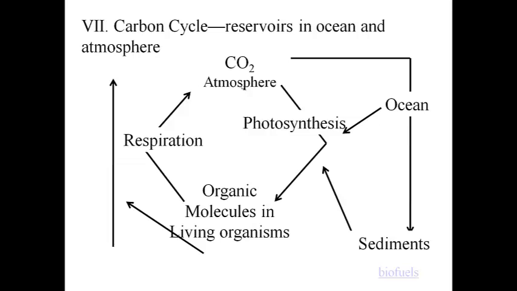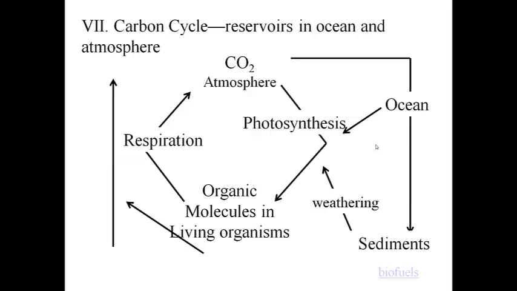Some of that carbon dioxide will be changed into calcium carbonate or lime, and that settles down into the sediments of the ocean. The sediments can then weather to go back into the photosynthesis cycle. And of course, the carbon dioxide in the ocean can be taken up by algae and go into photosynthesis.